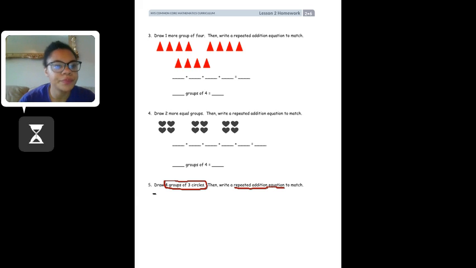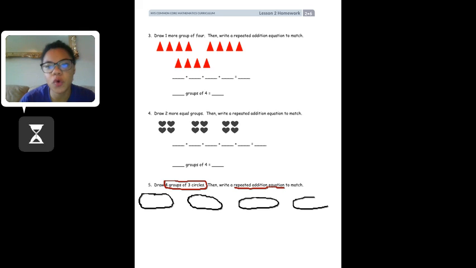So I'm going to draw 1 equal group, 2 equal groups, 3 equal groups, and then 4 equal groups. So now I have 4 different circles, 4 equal groups that I'm going to have to draw my circles in.